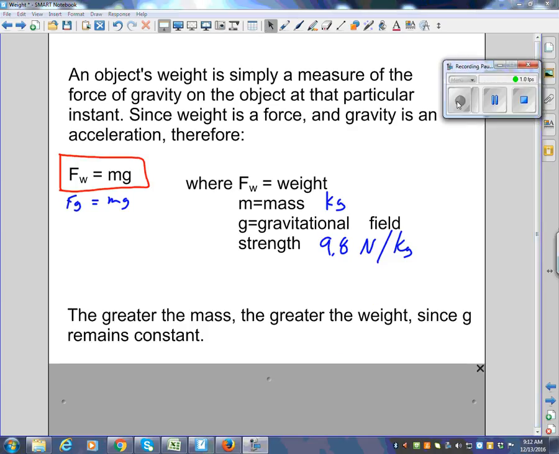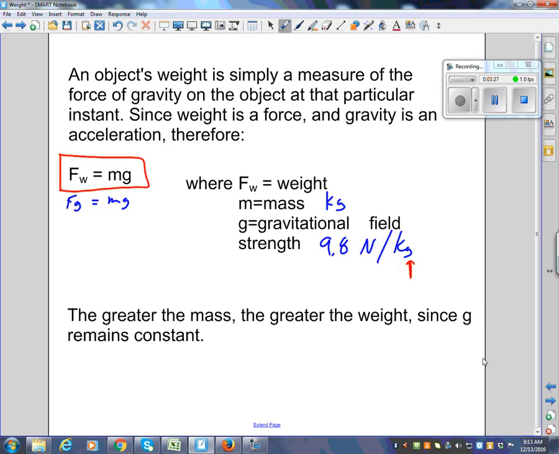And the greater the mass, the greater the weight. Just like those people were saying in the video, really. They had that part right. The bigger the object, the more mass there is, the more stuff, the more atoms, the greater the weight, since the g remains constant. For every kilogram, you get more weight. Okay?